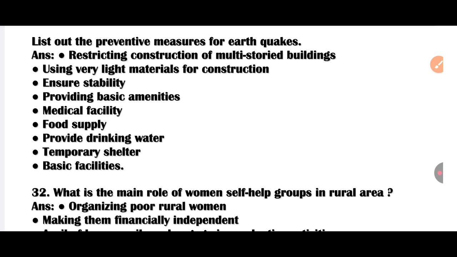Next question. List out the preventive measures for earthquakes. Answer: restricting construction of multi-storied buildings, using very light materials for construction, ensure stability, providing basic amenities, medical facility, food supply, drinking water, temporary shelter, basic facilities.